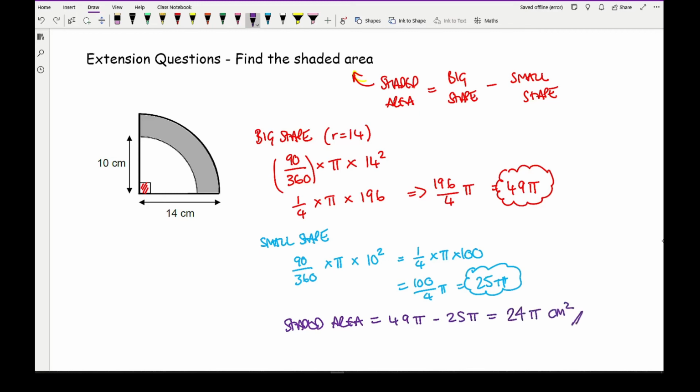squared. So there's my answer in terms of pi, and you can see that I've not really used a calculator to work that out, but if I did want to work out the decimal answer to that, then the answer would simply be 75.4 centimeters squared, and that's to 1 decimal place, and there is my final answer.